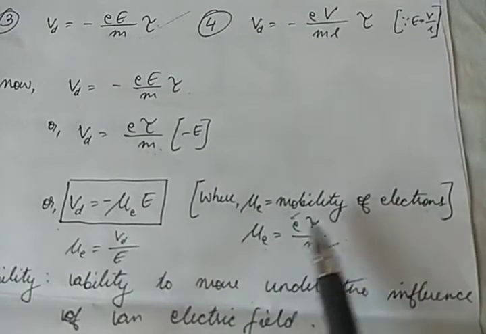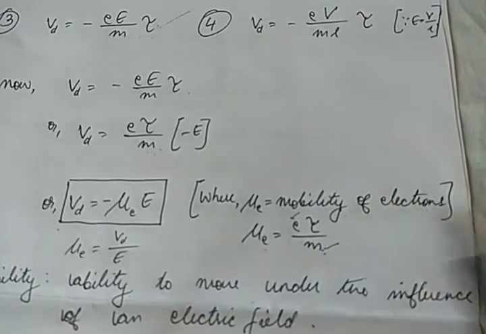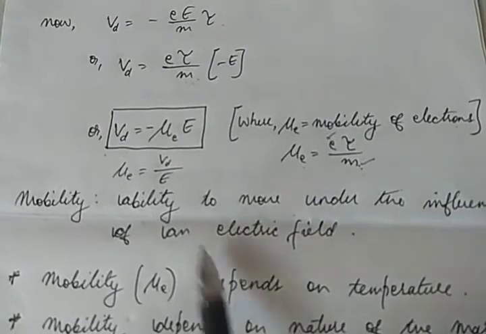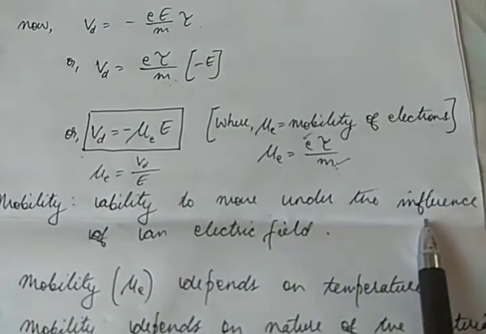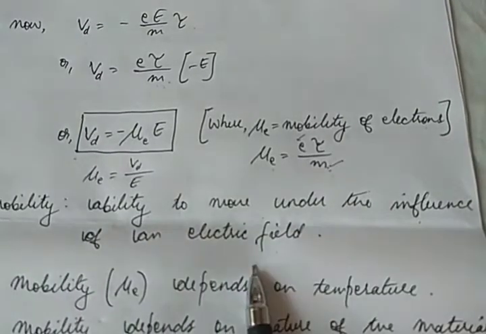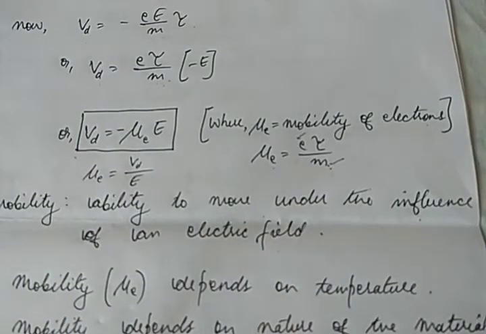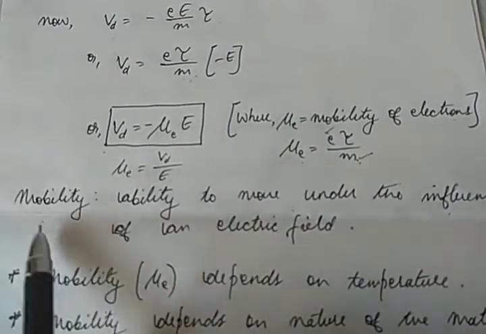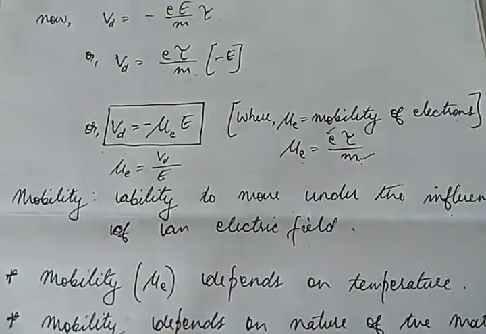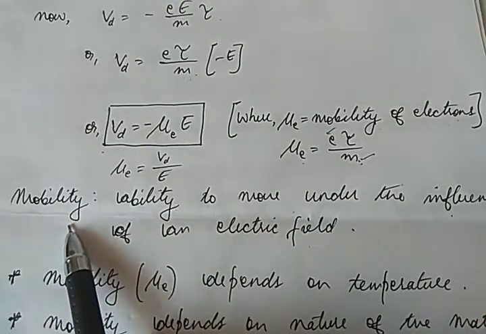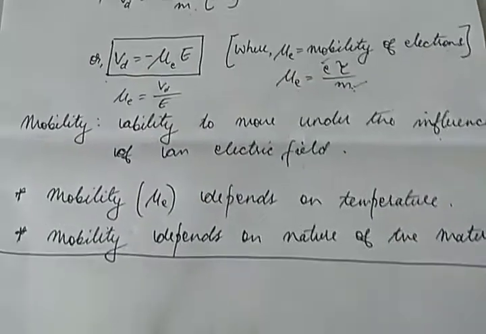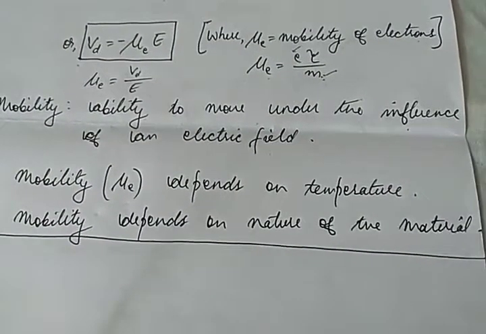This mu e is called the mobility of electrons. Remember, now what is mobility? Mobility is simply the ability of free electrons to move under the influence of an electric field. How fast or how slow the electrons are moving inside a conductor, the measure of that is what is called mobility. The faster the electrons are moving inside the conductor, the more the mobility. The lesser the speed of the electrons, the lesser the mobility.